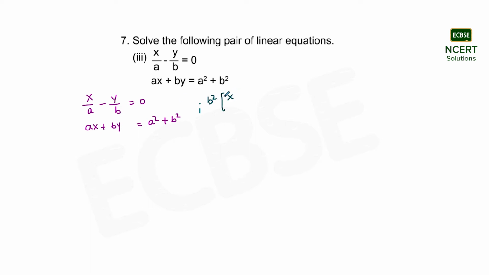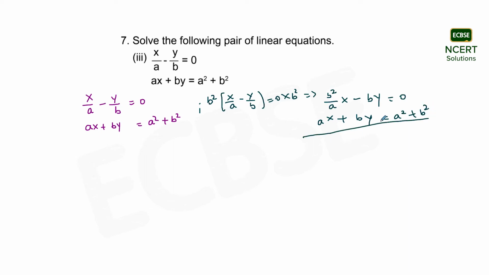So here it will be b square into (x by a minus y by b) is equal to 0 into b square, which is definitely equal to b square by a into x, it's b square, just keep in mind, don't get confused, it's pretty clear over here. B square over a into x minus by is equal to 0, and the second equation is as it is, that is ax plus by is equal to a square plus b square.